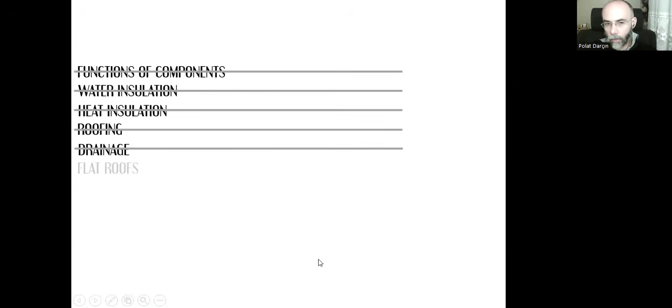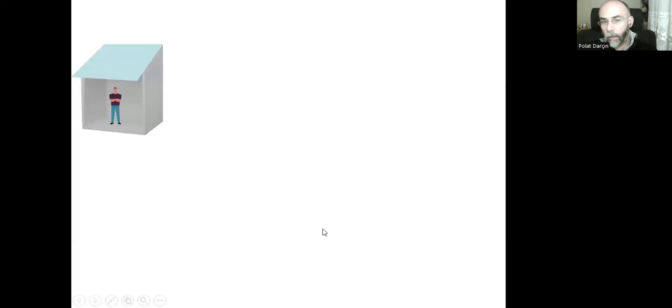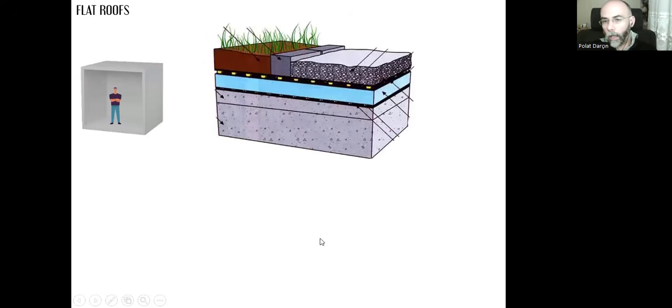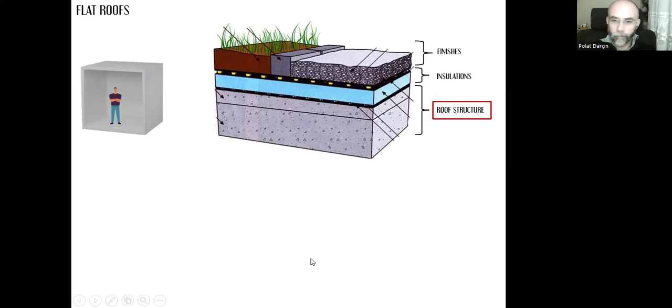Okay, the drainage system is covered. Let's move on to our last subject now. This is the question: how can we design flat roofs? In flat roofs, instead of the sloping surface, we have an almost horizontal surface. And it has the same three layers. First, we have the roof structure, then we can place our insulations, and the last layer can be the finishes.